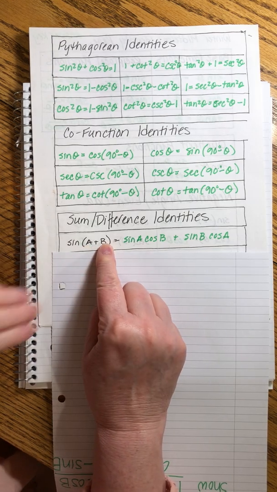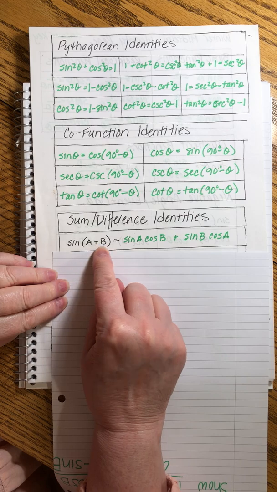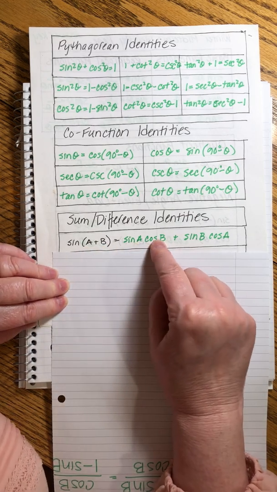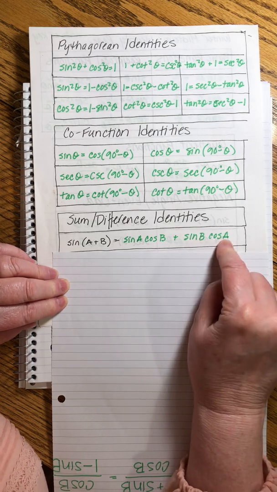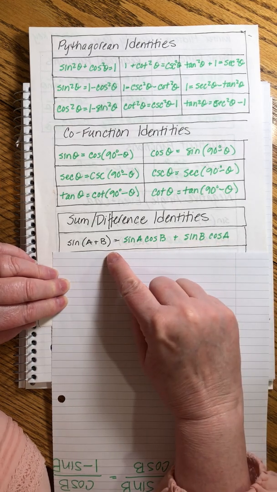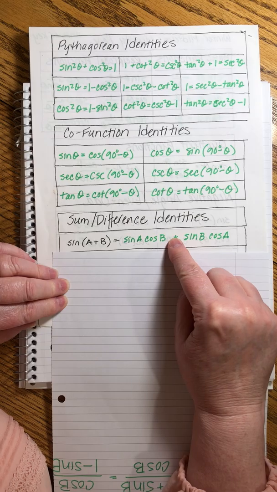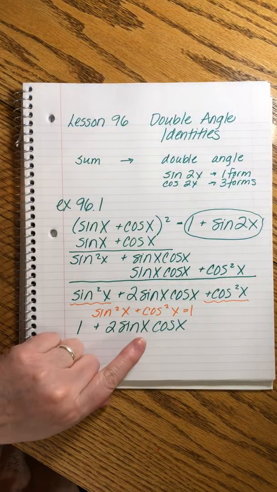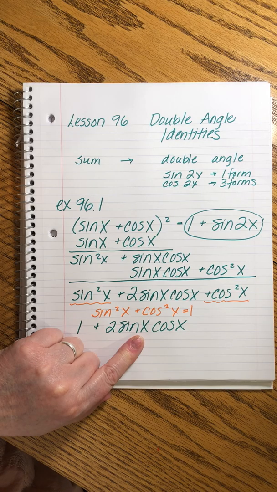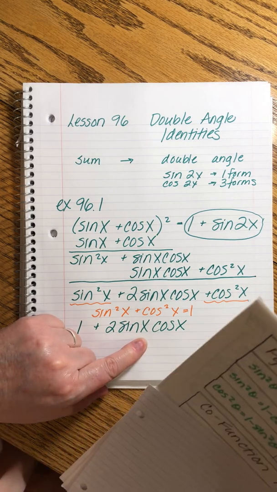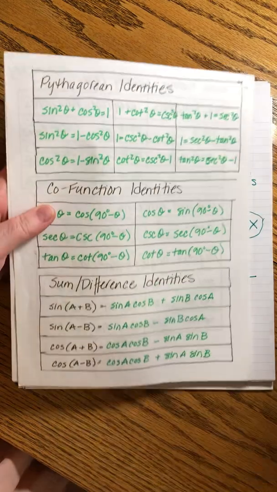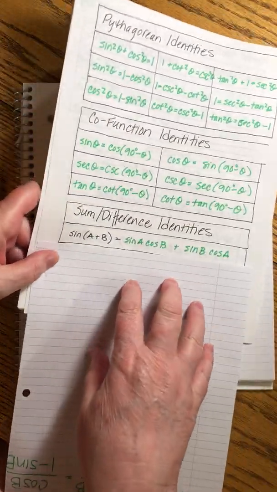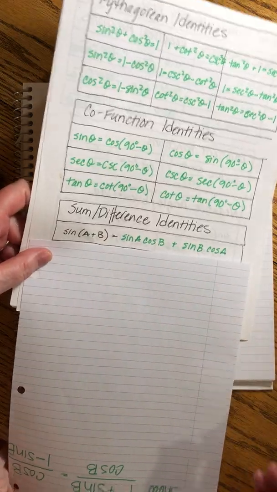That's how we create the double angle identities, we change this into both A's. So this would be sine A cosine A plus sine A cosine A. That would be 2 sine A cosine A. And that's exactly what we have here, only we have x's instead of A's, whatever, right? So I can use my notes here to recreate the double angle identity for sine.